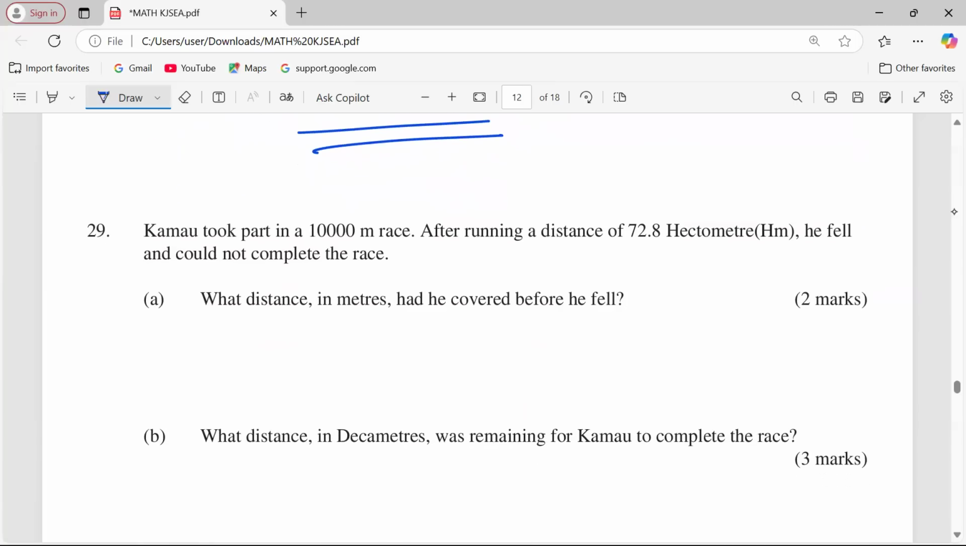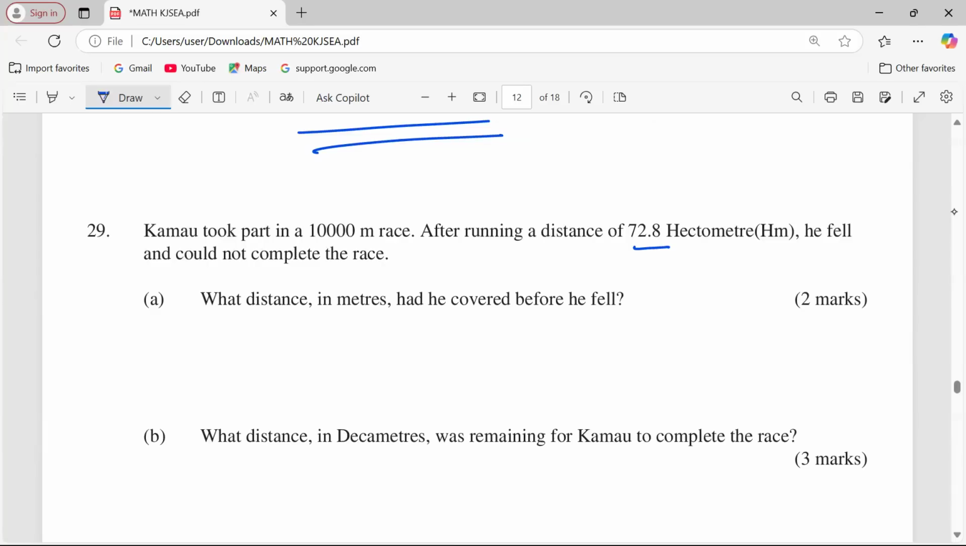29. Kamau took part in a 10,000 meters race. After hitting a distance of 72.8 hectometers, he fell and could not complete the race. Part A of the question: What distance in meters had he covered before he fell?